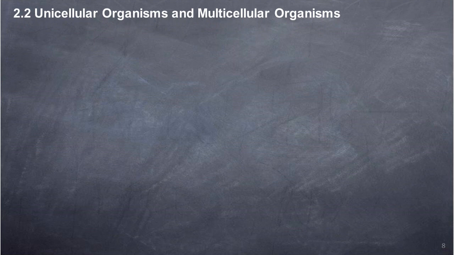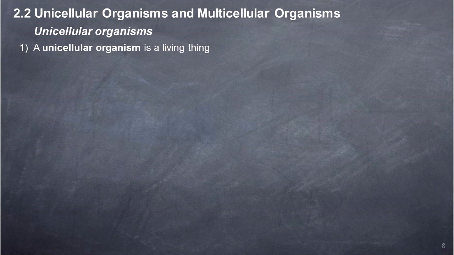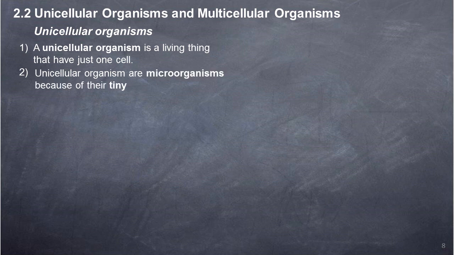2.2. Unicellular organisms and multicellular organisms. Unicellular organisms. 1. A unicellular organism is a living thing that has just one cell. 2. Unicellular organisms are microorganisms because of their tiny size. They can only be viewed with the help of a microscope.